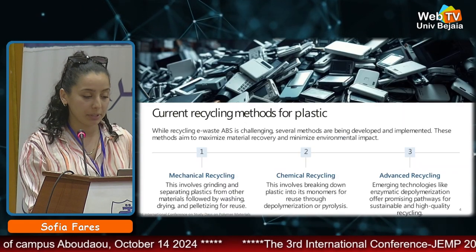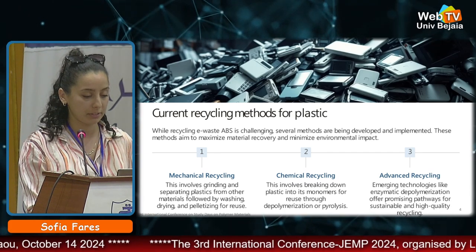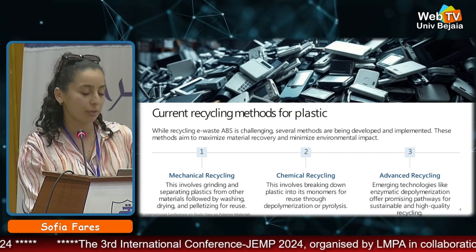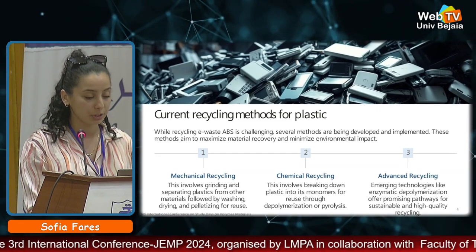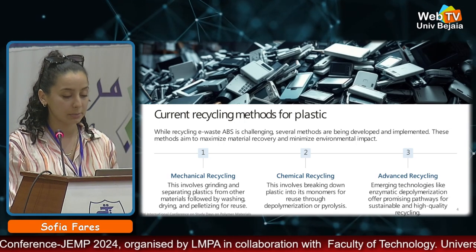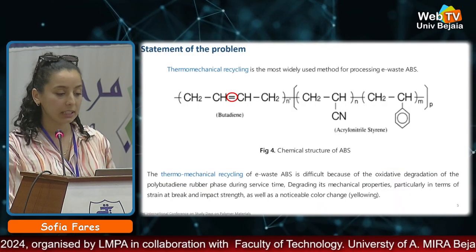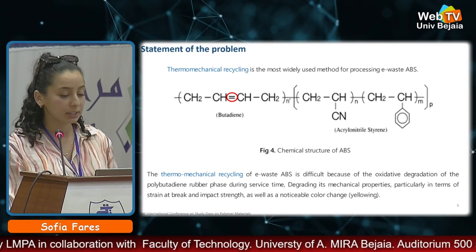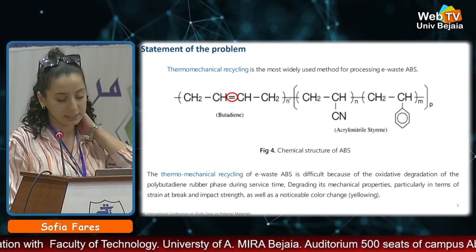While recycling e-waste ABS is challenging, several methods are being developed and implemented. These methods aim to maximize material recovery and minimize environmental impact. There are mechanical recycling, chemical recycling, which involves breaking down plastic into its monomers, and advanced recycling like enzymatic depolymerization. Thermomechanical recycling is the most widely used method for processing e-waste ABS, but it's difficult because of the oxidative degradation of the polybutadiene rubber phase during service time.